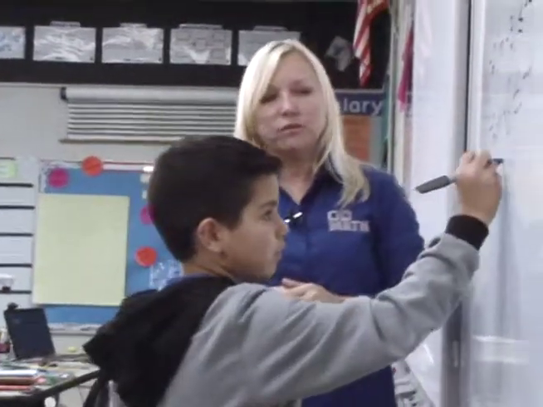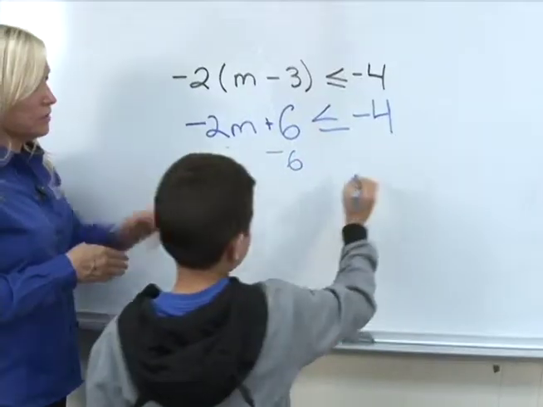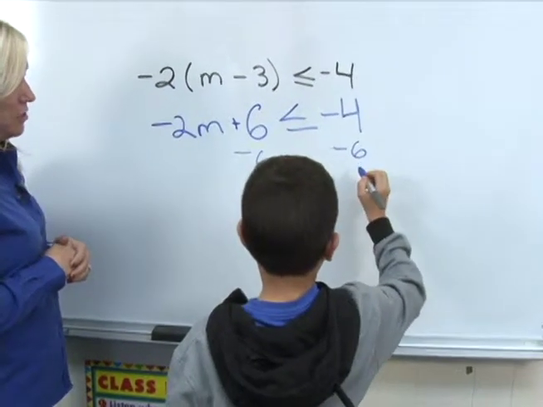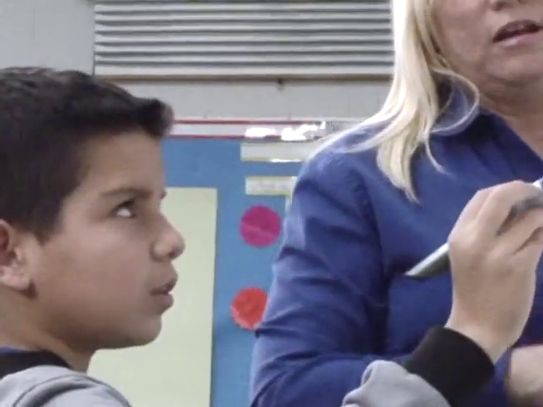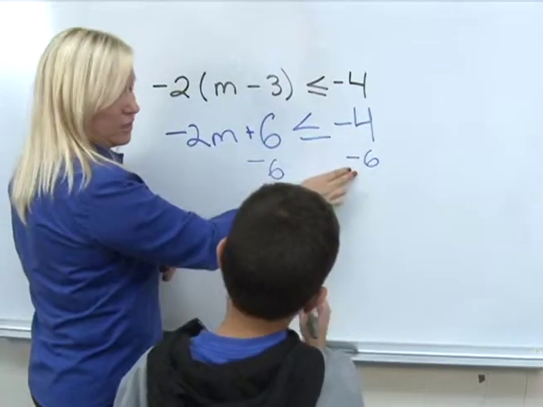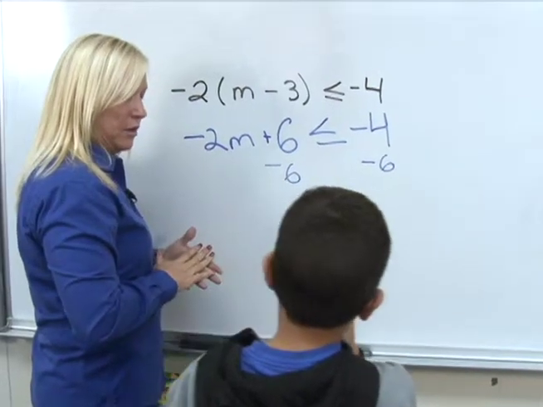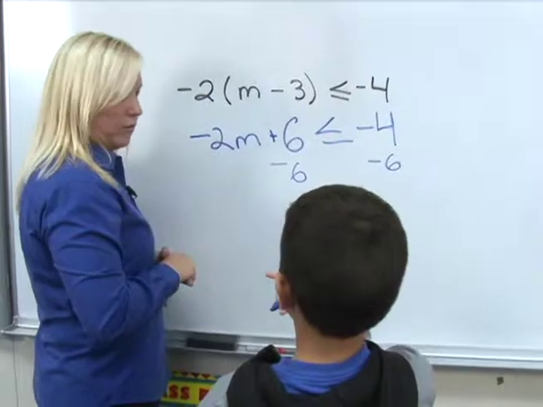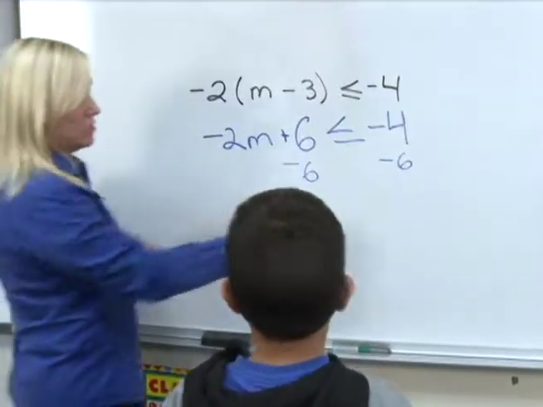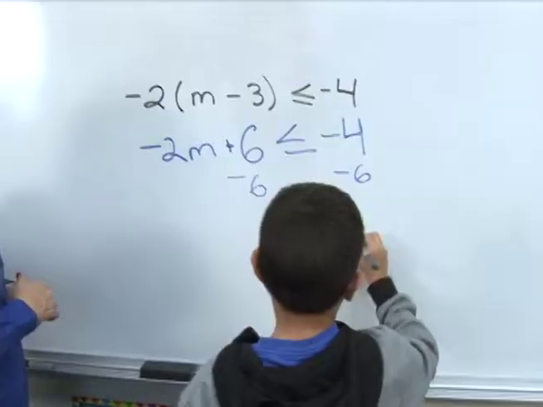And remember, whatever you do to one side, you must do to the other. So we're going to subtract 6 from there. Is it +2 or? Well, it's -4 and -6. So they're both negative, so you're going to add them. So it's -10. Very good. So go ahead and write -10 right here.